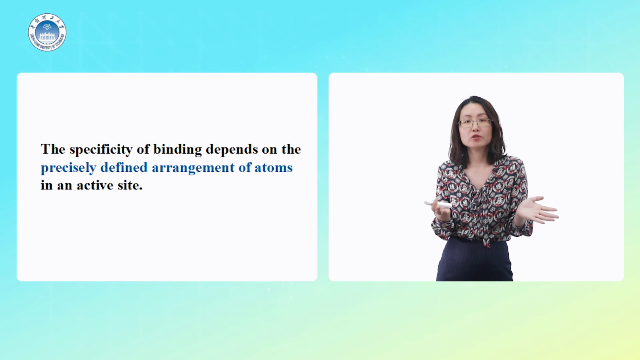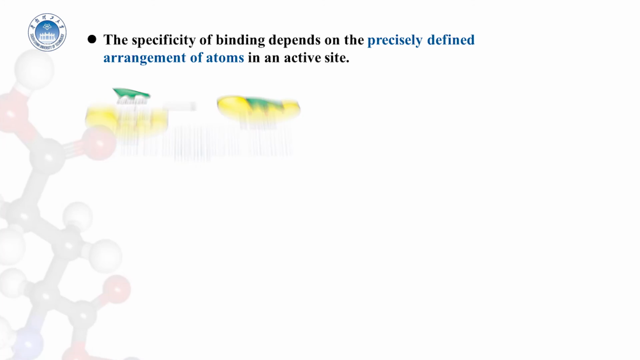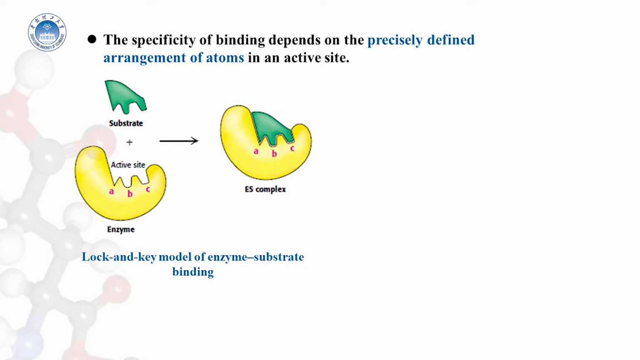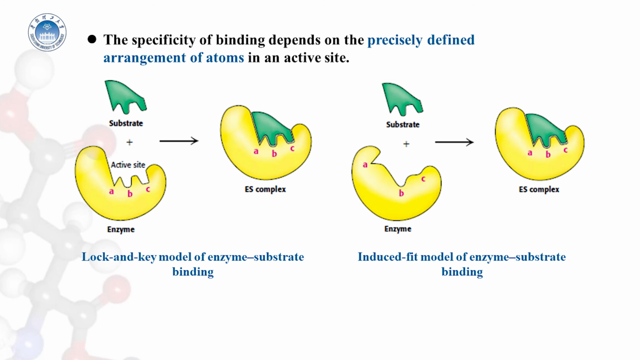There are two typical models of enzyme-substrate interaction. One is the lock and key model of enzyme-substrate binding. In this model, the active site of the unbound enzyme is complementary in shape to the substrate. The other one is the induced fit model of enzyme-substrate binding. In this model, the enzyme changes shape on substrate binding, and the active site forms a shape complementary to the substrate only after the substrate has been bound. Therefore, the common features of active sites are as mentioned above.